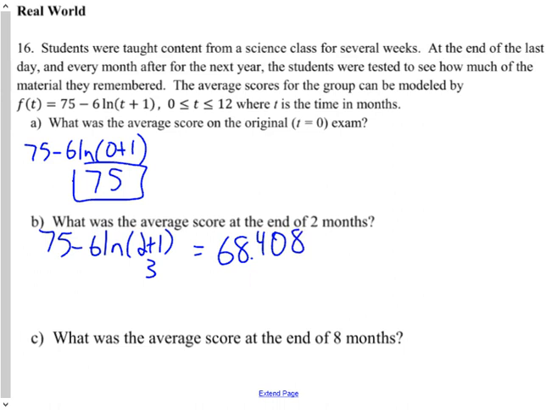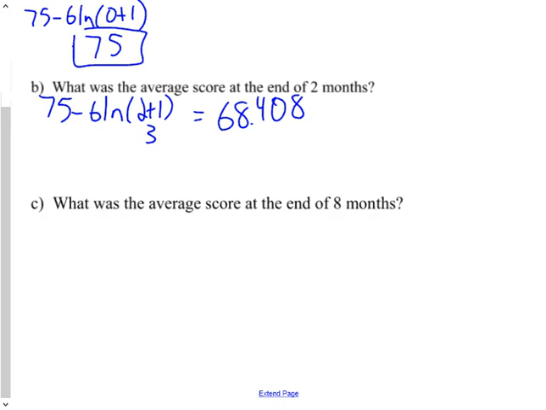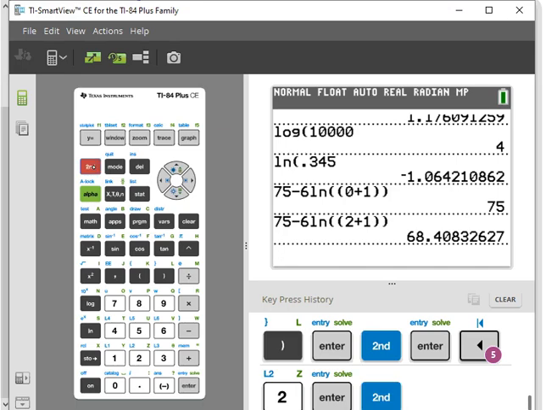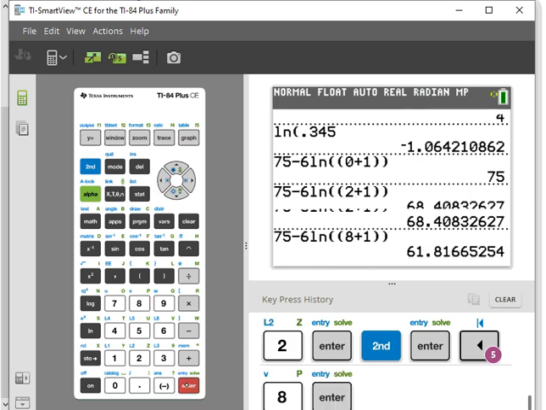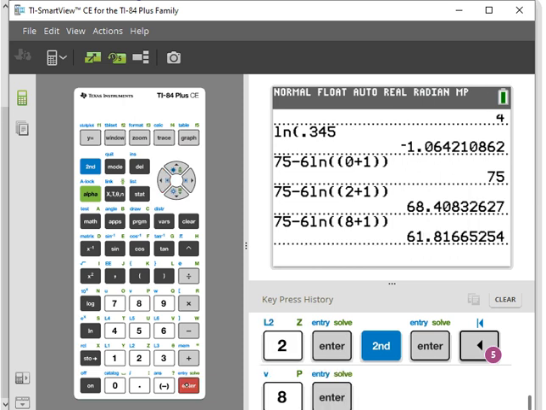What was the average score at the end of 8 months? One last try. And we get 61.817, rounding up.